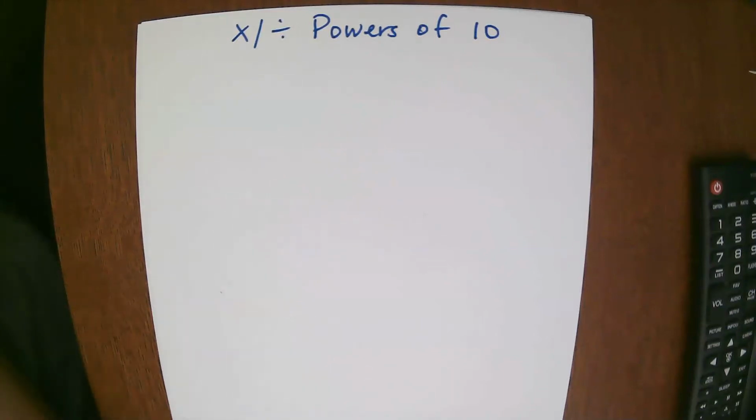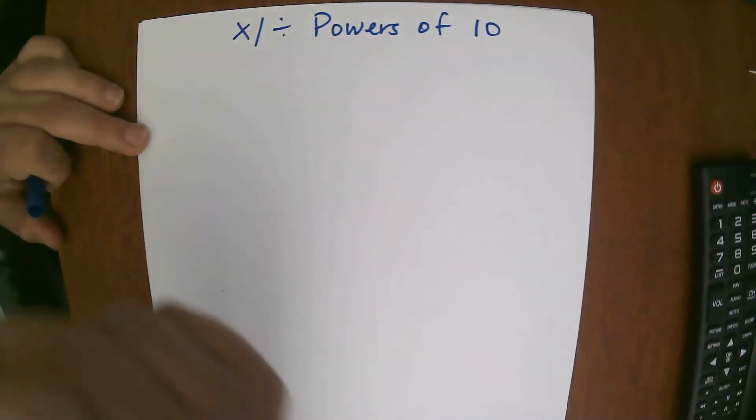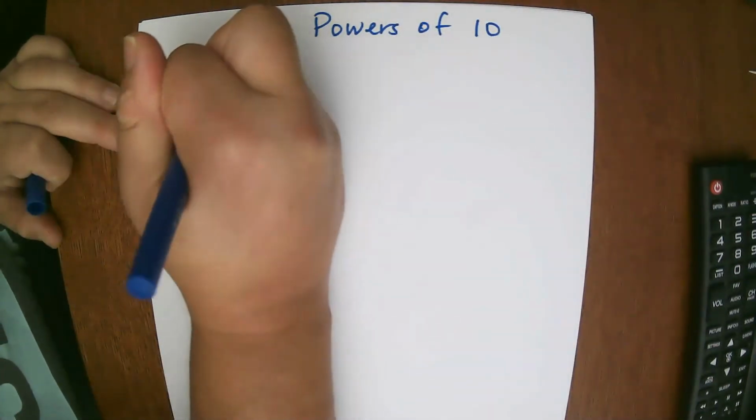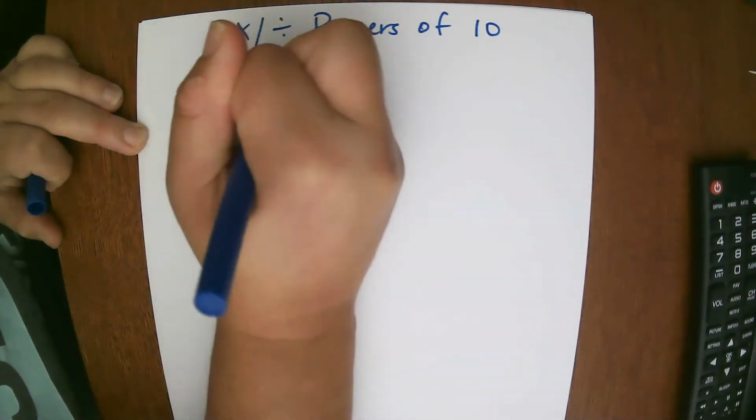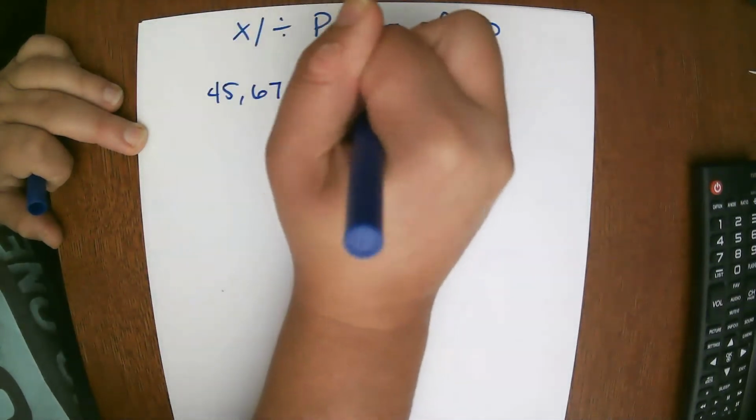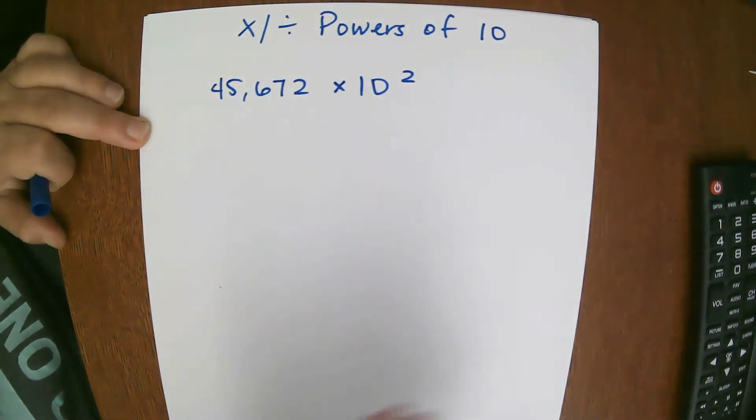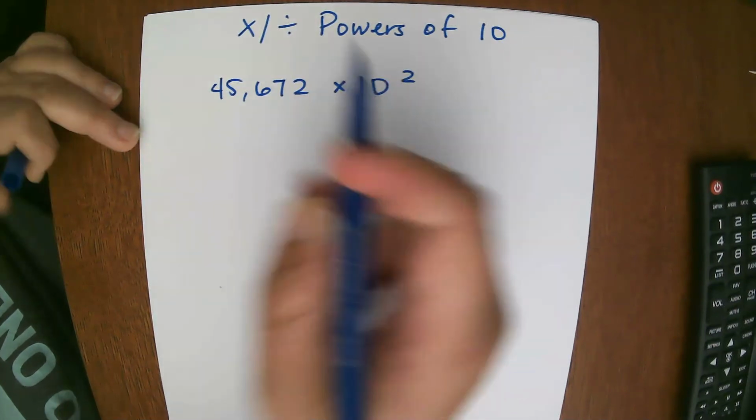Hey guys, so today we're going to multiply and divide by powers of 10. So if I had an example like this, 45,672 times 10 squared. Okay, to figure this out, first I would figure out what 10 squared was.